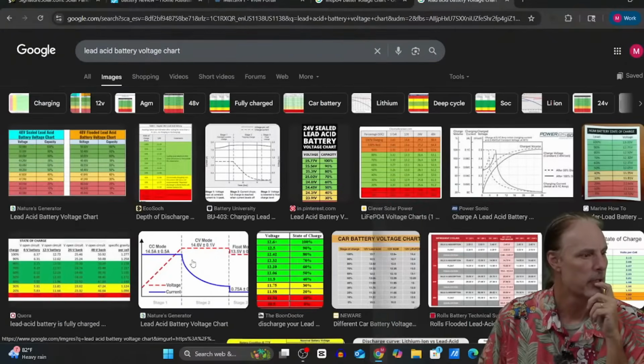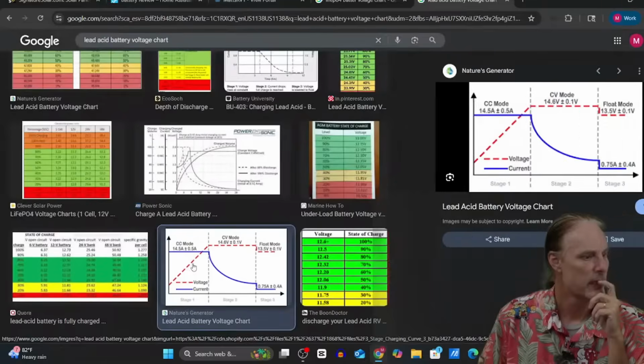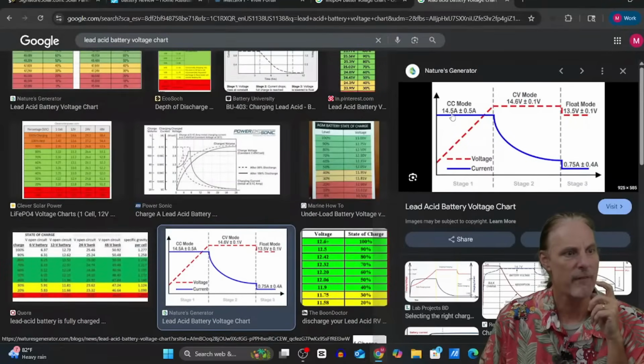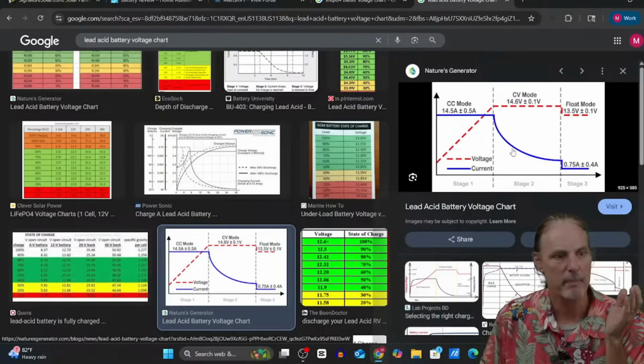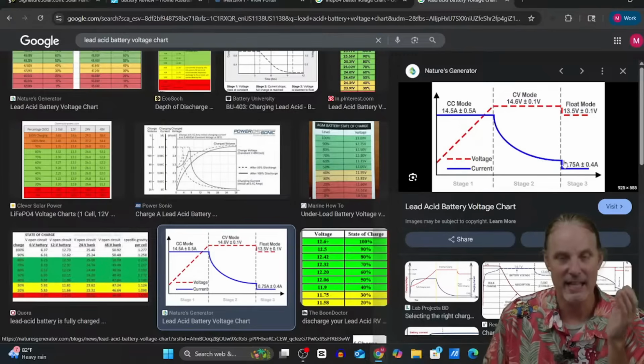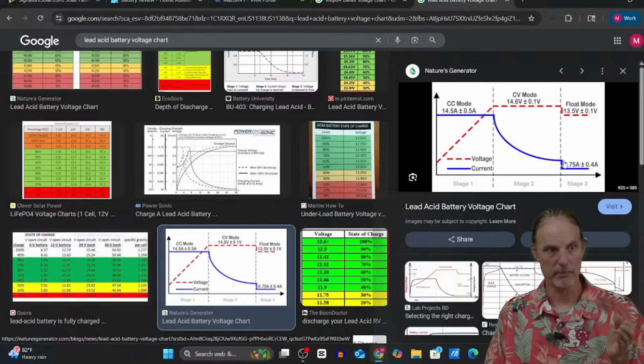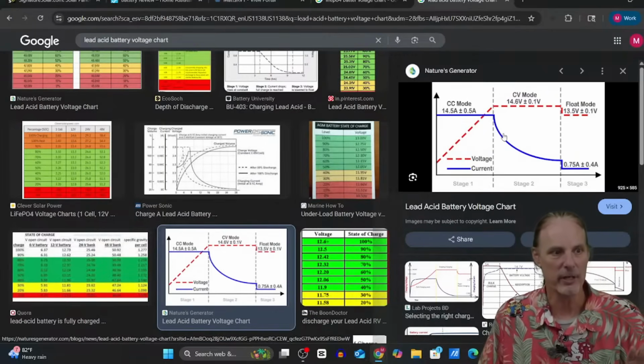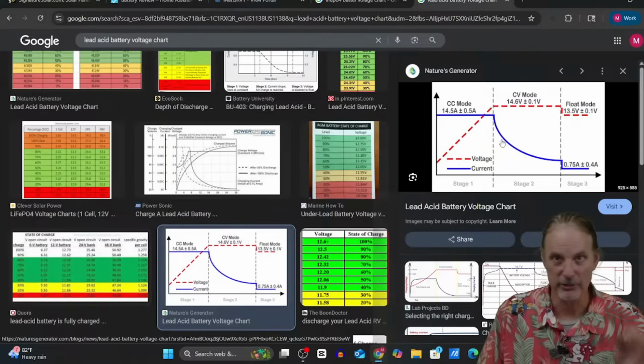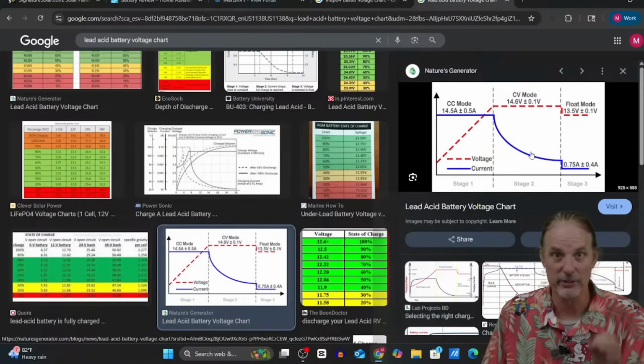Oh, there we go. So you can see here that this starts off at 14.5, but the entire life of the battery, it is dragging down to where it gets to the bottom. So you can easily go in and say, well, at this point, my battery is at this state of charge, and at this point, my battery is at this state of charge.